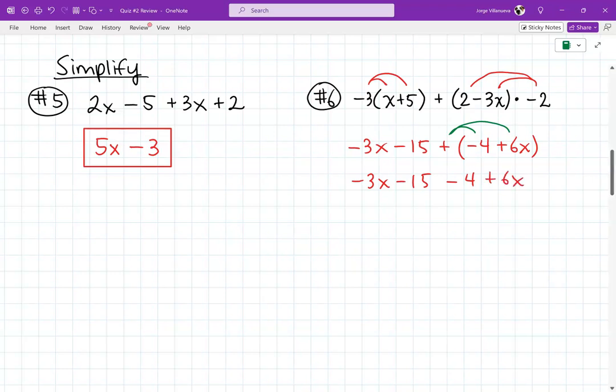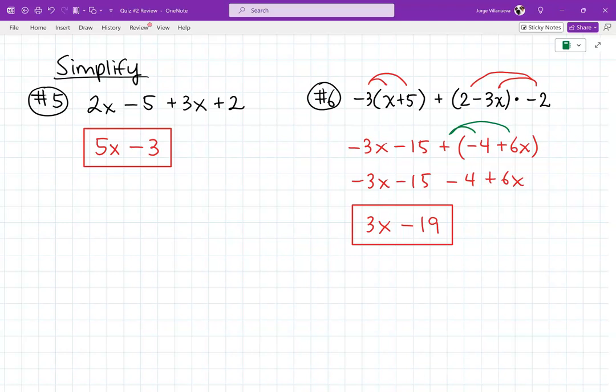Now I can combine some like terms. So what's negative 3x plus 6x? 3x, thank you. Negative 15 minus 4? Negative 19. And there you go. Thank you for the help. So that's it. Again, not a hard problem, but it is kind of weird looking to start.